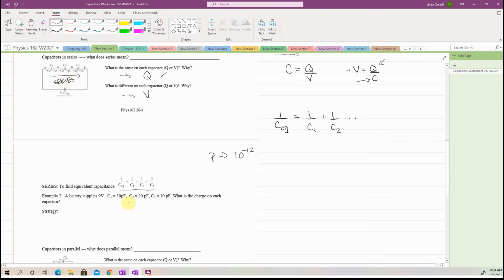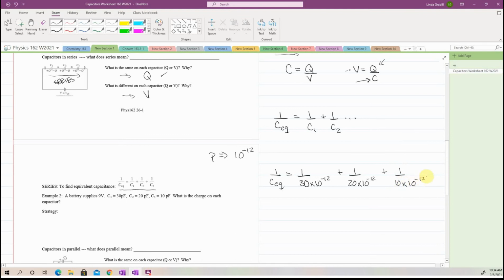So for my example here, I have these 3 capacitors. I'm just reminding you, pico is 10 to the negative 12. I have these 3 capacitors, and I am going to put them in series in order to figure out how much charge I can get in this circuit. What I need to do is add up all of these capacitors. So I'll have 1 over 30 times 10 to the negative 12, plus 1 over 20 times 10 to the negative 12, plus 1 over 10 times 10 to the negative 12.